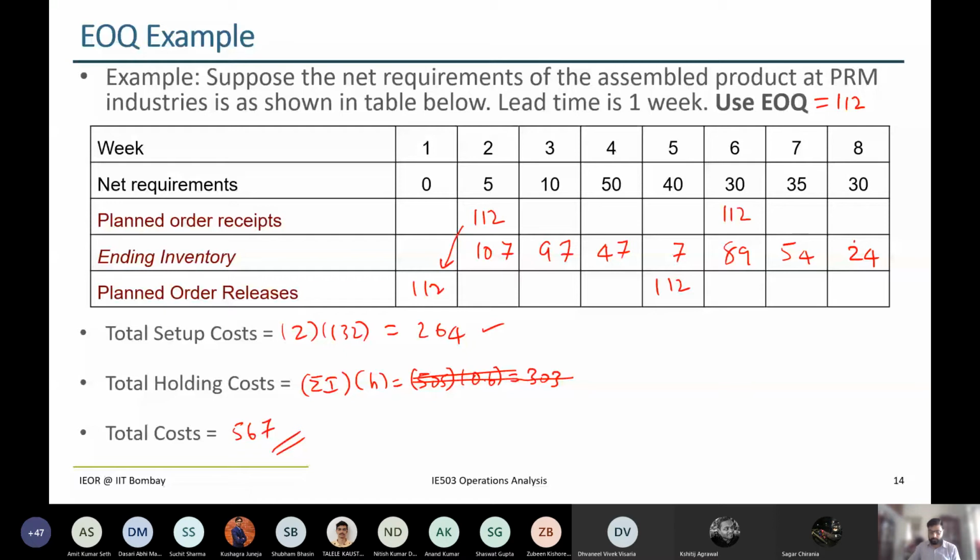Let me just calculate what is the total inventory. 107 plus 97 plus 47 plus 7 plus 89 plus 54 plus 20, plus 7 plus 47 plus 7 plus 89. 2.6. 425 into 0.6, which comes out to be 255 plus 264 makes it 519. Yeah, I think now that should be okay.